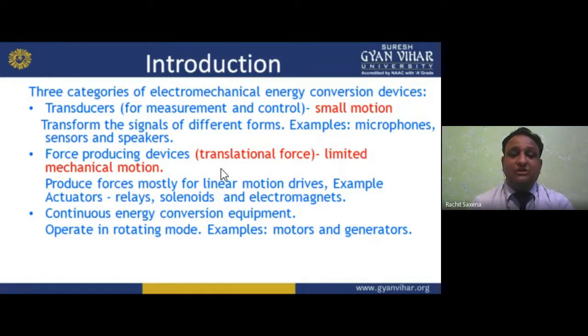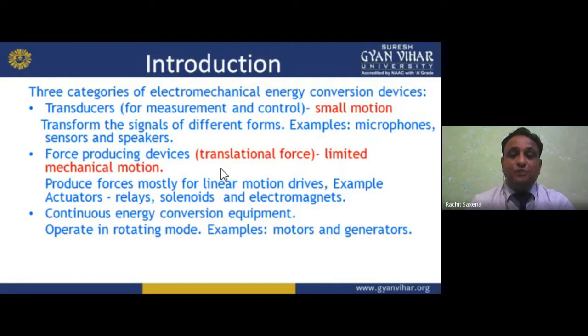Now, they transfer signals of different forms. I earlier told you how many forms we have. Examples are microphones, sensors, and speakers. These come under transducers.